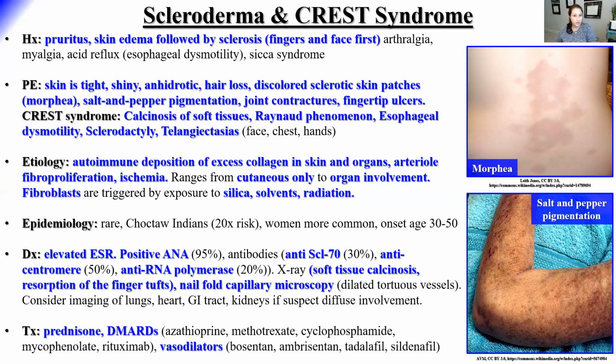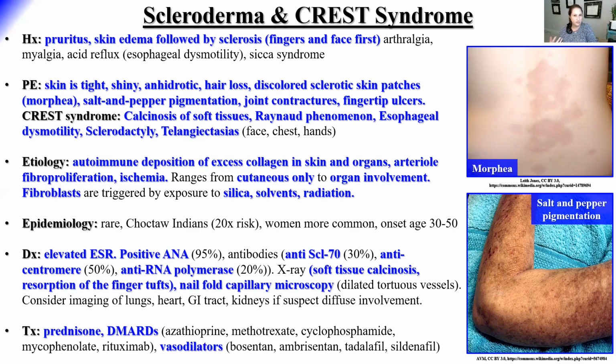We're going to have an elevation in our nonspecific markers, our SED rate, and a positive ANA in 95% of these patients, with antibodies: anti-SCL70, anti-centromere, anti-RNA polymerase. On X-ray, we will also see soft tissue calcinosis and then resorption of the fingertips as they develop ischemia to the area. Those little bony tips will start to melt away. Nail fold capillary microscopy: you're looking for these dilated, tortuous vessels that are not normal in shape.